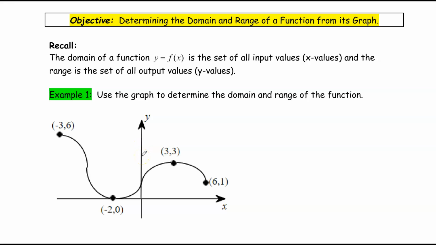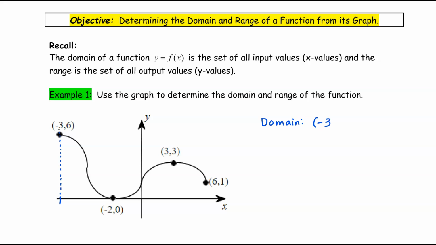So from the example here, we want to use the graph to determine the domain and range of the function. So we look at the input value for the domain. So it's the input value, the x values. So we want to look at the x values of our graph. Our graph starts at x equals -3. It would help if you actually draw a line perpendicular to the x-axis, and that's your beginning point or starting point. So it's from -3.